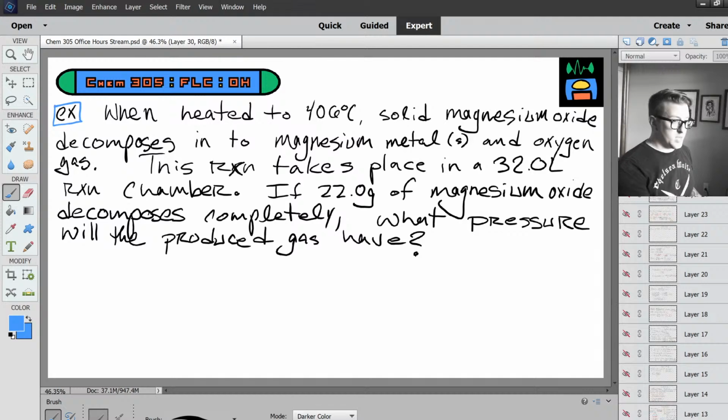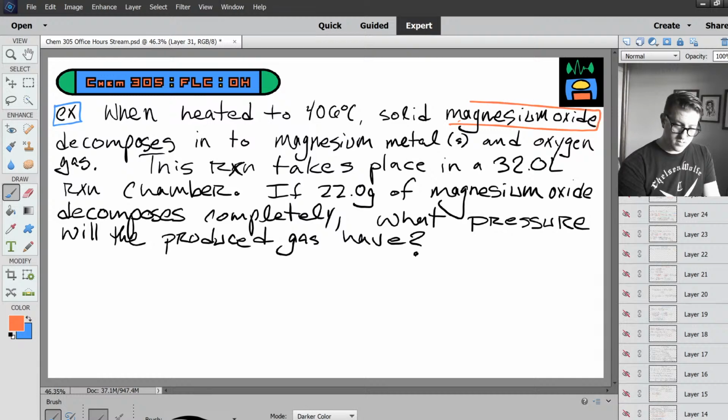So let's take a look at this. The first thing that we're going to need in this problem is a balanced chemical equation, and we're told that magnesium oxide, which is made up of magnesium cations and oxide anions, right? So that's solid MgO.